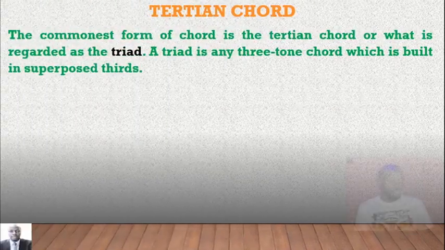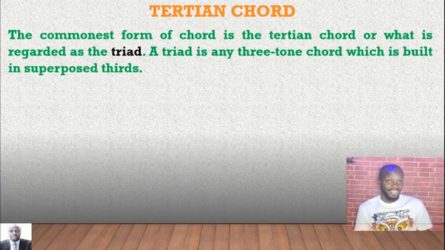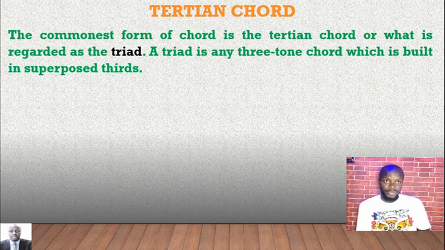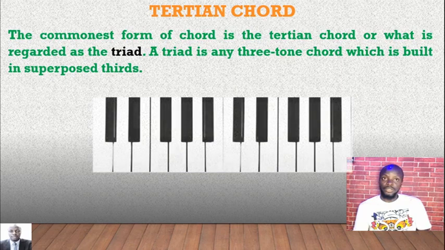Let's go. The commonest form of chord is the tertian chord, like I said. The commonest form of tertian chord is the triad. The triad, right? Alright, we have 2 root words there, right? When you say tri, it has to do with 3, right? So a group of 3 pitches. Tri, like the tricycle, 3 wheels, or triangle, 3 angles or 3 sides. Is that okay? So triad, it has to do with 3 notes. So it's a group of 3 notes that are combined in thirds, right? A triad is any 3-tone chord which is built in superimposed thirds.